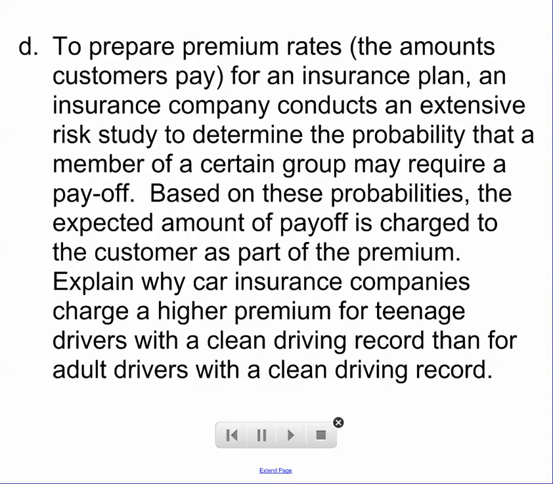All right, to prepare premium rates, the amounts customers pay, that's what a premium rate is, for an insurance plan, an insurance company conducts an extensive risk study to determine the probability that a member of a certain group may require a payoff. Based on these probabilities, the expected amount of payoff is charged to the customer as part of the premium. Explain why car insurance companies charge a higher premium for teenage drivers with a clean driving record than for adult drivers with a clean driving record. So neither one have ever got into an accident before. Why do they charge teenage drivers more than adults?